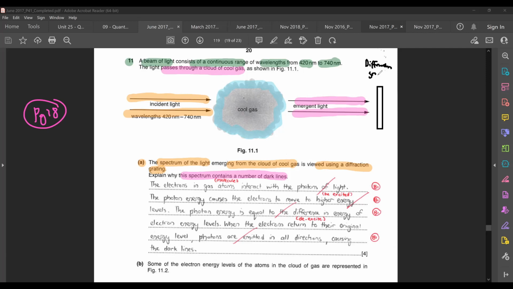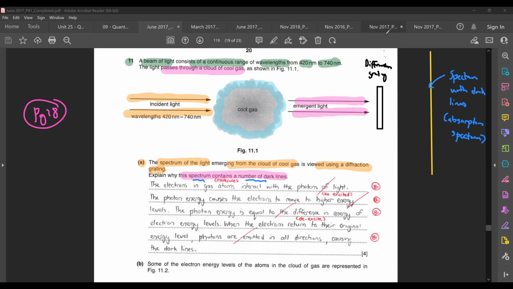They're going to put a diffraction grating here. And what they saw after the light passed through your diffraction grating was a spectrum with dark lines. Okay, what you see from here is a spectrum with dark lines. This is already referring to your absorption spectrum. Okay, they want you to explain why you have the dark lines in the first place.